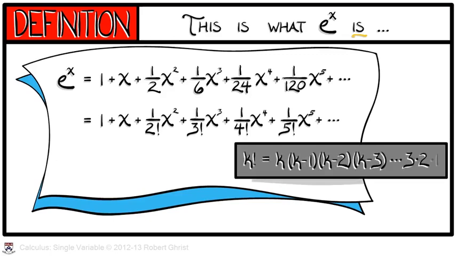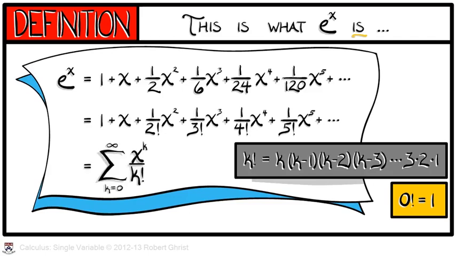Now recall that k factorial for a positive integer k is defined to be k times k minus 1 times k minus 2, all the way down until you get to 3 times 2 times 1. That gives the sequence of numbers that we saw at the beginning. Recall also that by convention, and for very good reasons, 0 factorial is defined to be 1. Thus, we could write our definition for e to the x using summation notation, as the sum k goes from 0 to infinity of x to the k divided by k factorial.